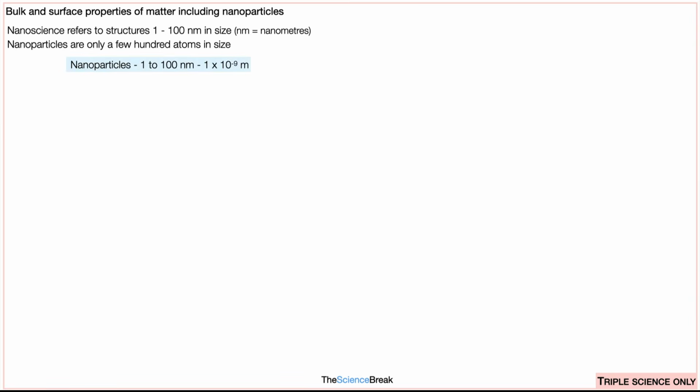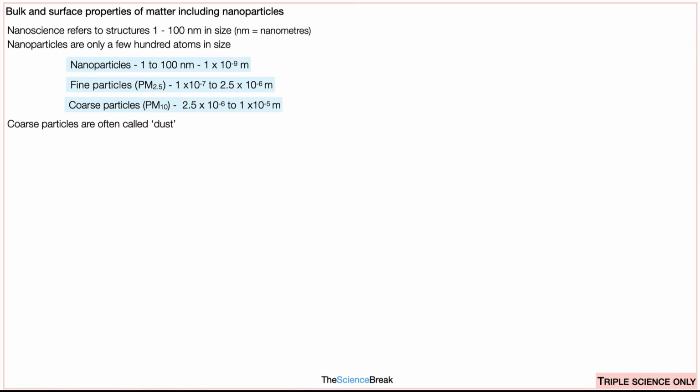So nanoparticles are 1 to 100 nanometers, that's 1 times 10 to the minus 9 meters. And something called fine particles, that's PM 2.5, just shown in standard form there, are 1 times 10 to the minus 7 to 2.5 times 10 to the minus 6 meters. Coarse particles, PM10, are 2.5 times 10 to the minus 6 to 1 times 10 to the minus 5 meters. All these measurements are in the specification, so it might be safe just to make sure we have memorized those. Coarse particles, remember, are often called dust.